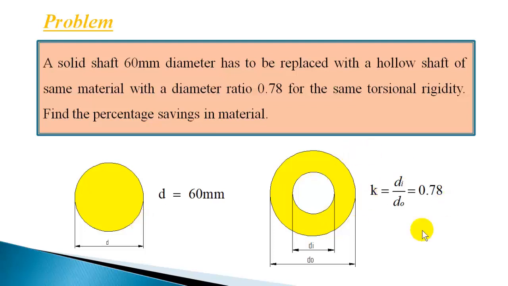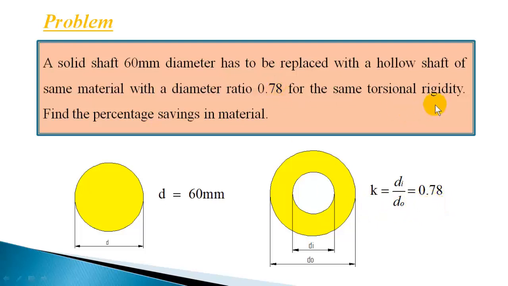Now this we are replacing for the same torsional rigidity. That means while transmitting the same torque, both shafts should undergo the same angular twist per unit length. Torque transmitted per unit angular twist per unit length should be the same for both the shafts. That is the replacement for the same torsional rigidity. Now the solid shaft has 60 mm diameter, and it has to be replaced by a hollow shaft with a diameter ratio 0.78.